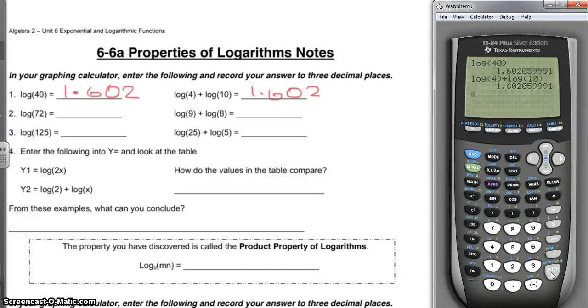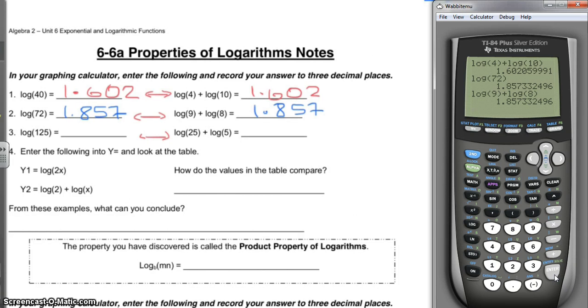Now as we are doing that, I want you to compare the two parts of each problem and try to come up with your own rule, okay? So log of 72 would be equal to what? 1.857. And go ahead and try the other one. So log of 9. See how I'm closing parentheses? And log of 8. And this is also 1.857.